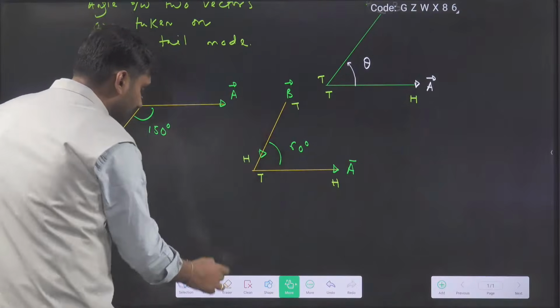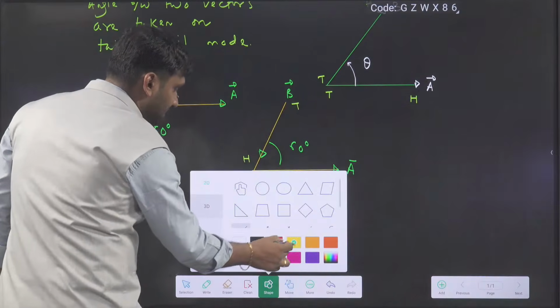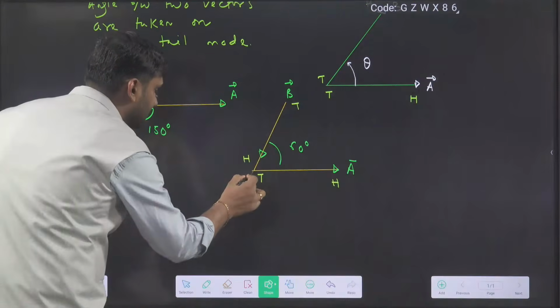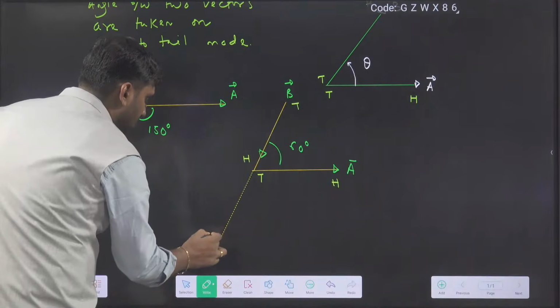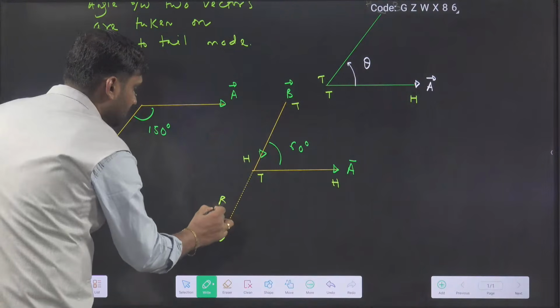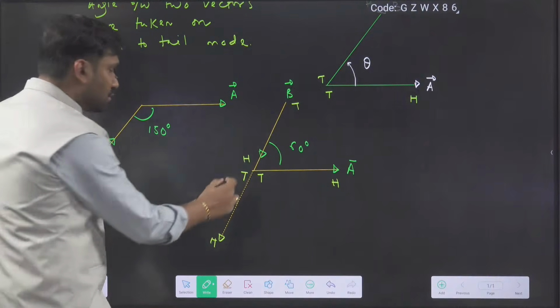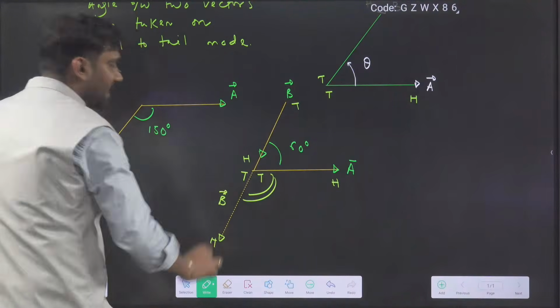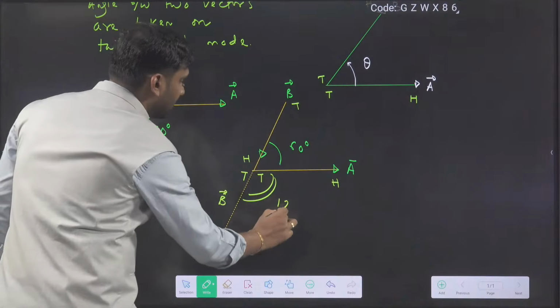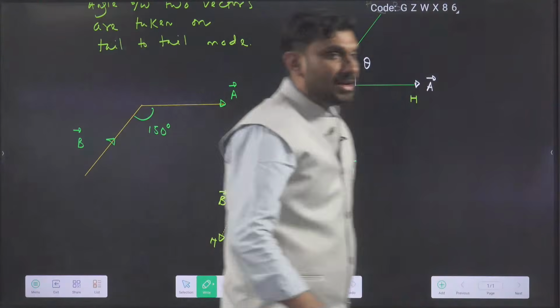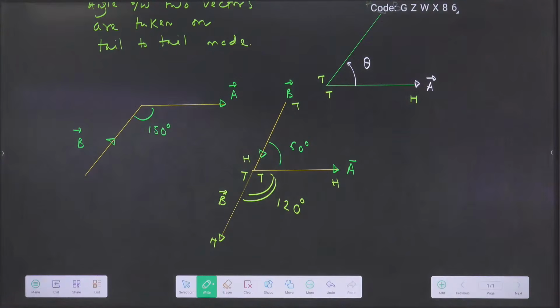So what will we do? We will shift the vector. Let us shift this now. Okay, shifting done. So now this is B vector, this is the head of B vector and this is the tail of B vector. So with tails meeting, this is the angle between them. And what is the angle between them? That is 120 degree. Concept clear or not? Everyone respond please.